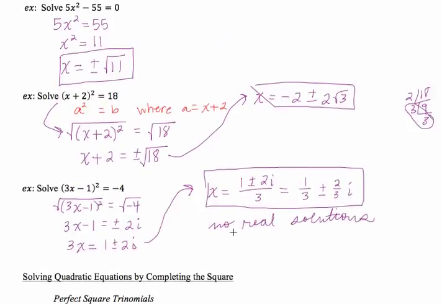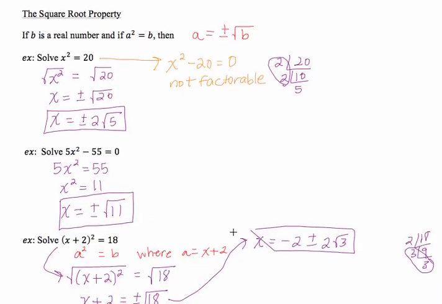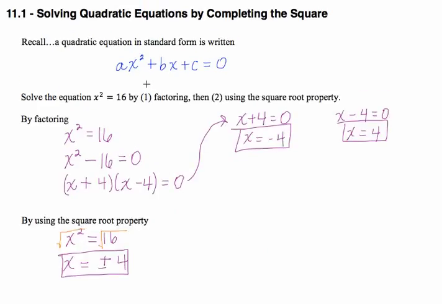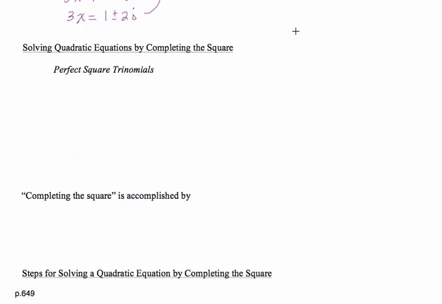Okay, so that's it for using the square root property. Now what we're going to do is build on that and learn how to solve a quadratic equation such as this by doing what's called completing the square. Okay, so how do you complete the square?